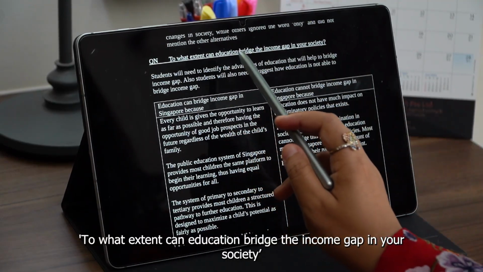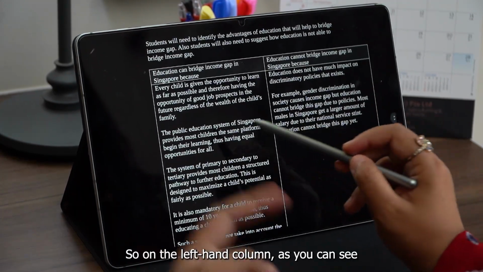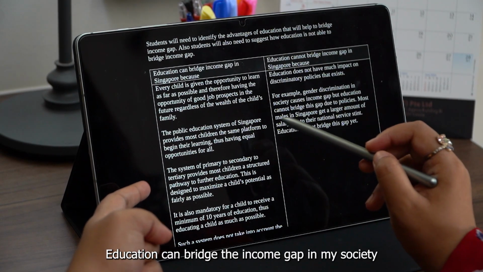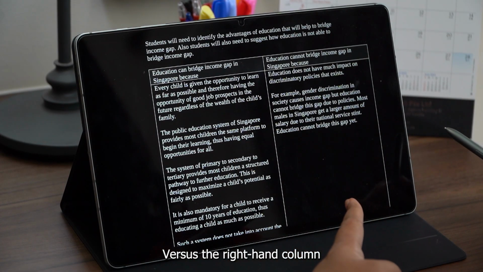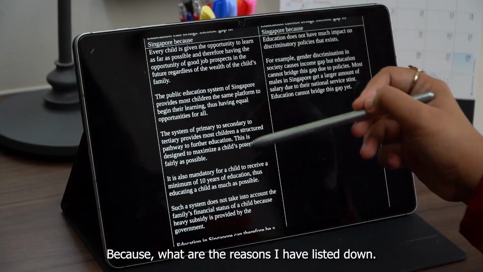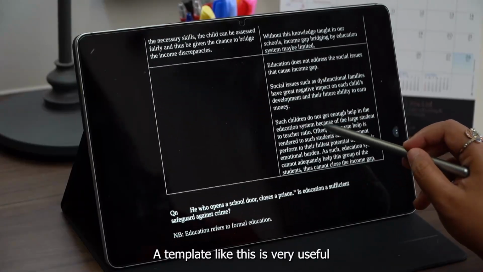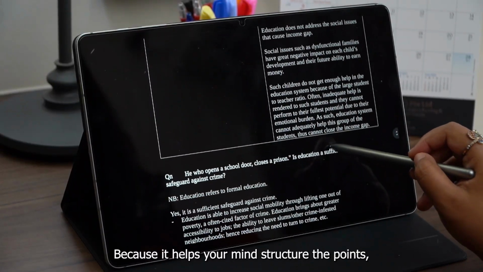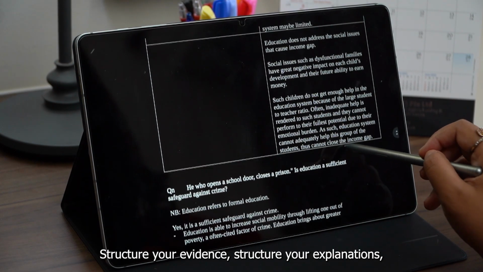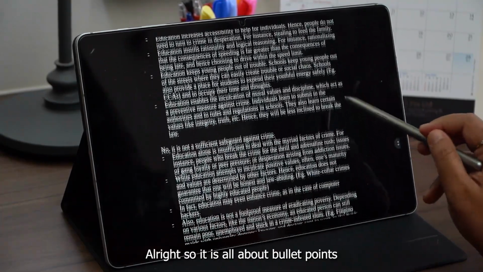To what extent can education bridge the income gap in your society? On the left-hand column, as you can see, education can bridge the income gap in my society, versus the right-hand column, education cannot bridge the income gap in my society. And I've listed down the reasons. I think coming up with a table like this, a template like this, is very useful because it helps your mind structure the points, structure your evidence, structure your explanations, and the conclusion. All right, so it is all about bullet points.